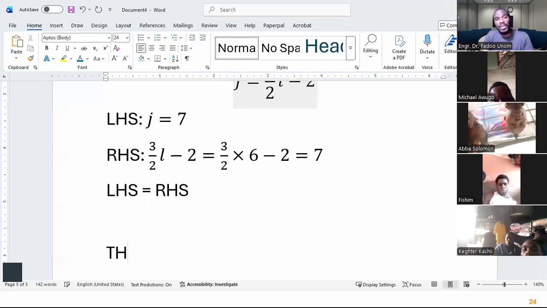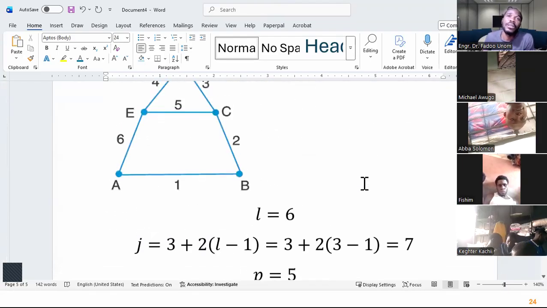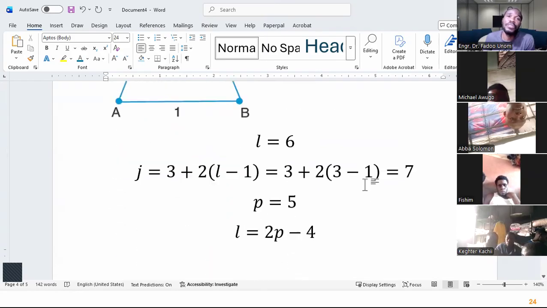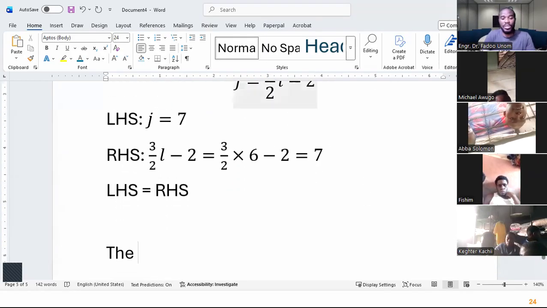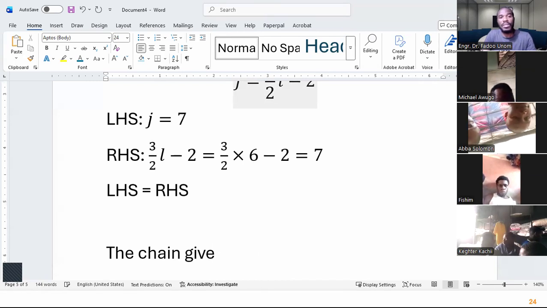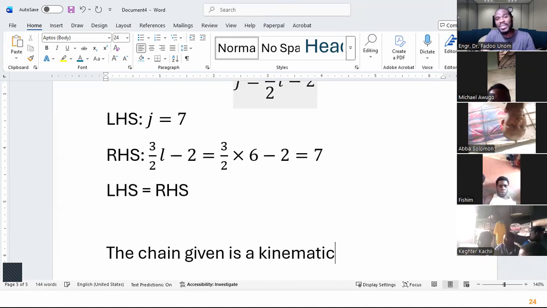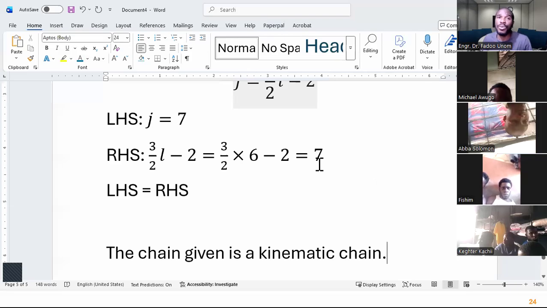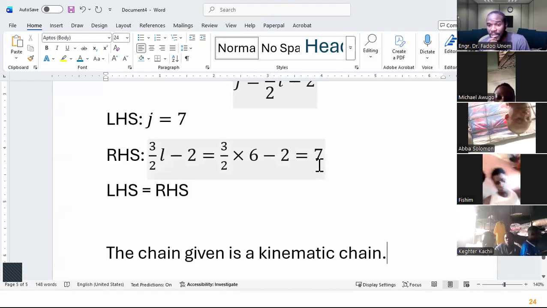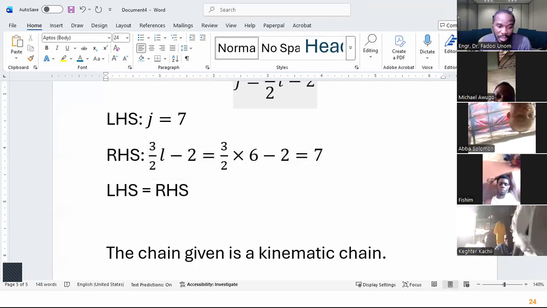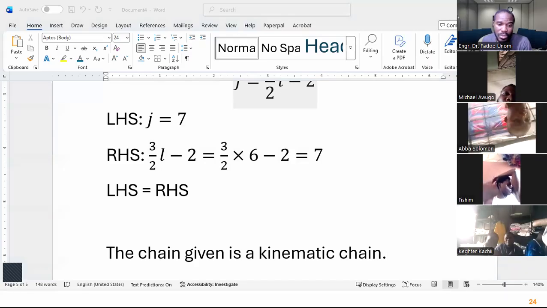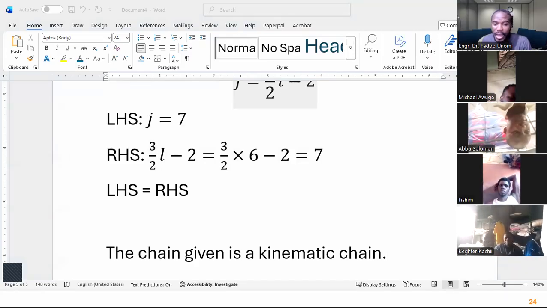This is just one. Determine the nature of the chain given. The chain given is a kinematic chain. That means it has constrained motion, because for both equations that we tested, the left-hand side is the same as the right-hand side.